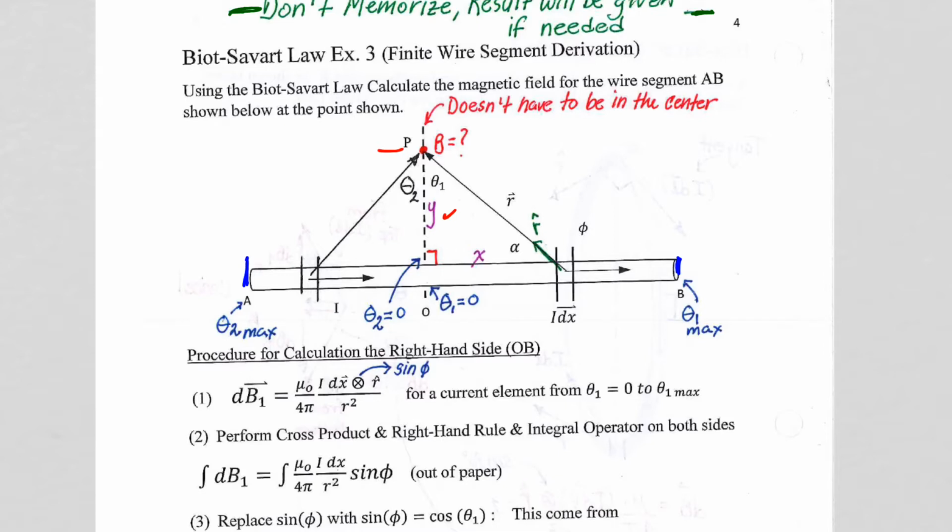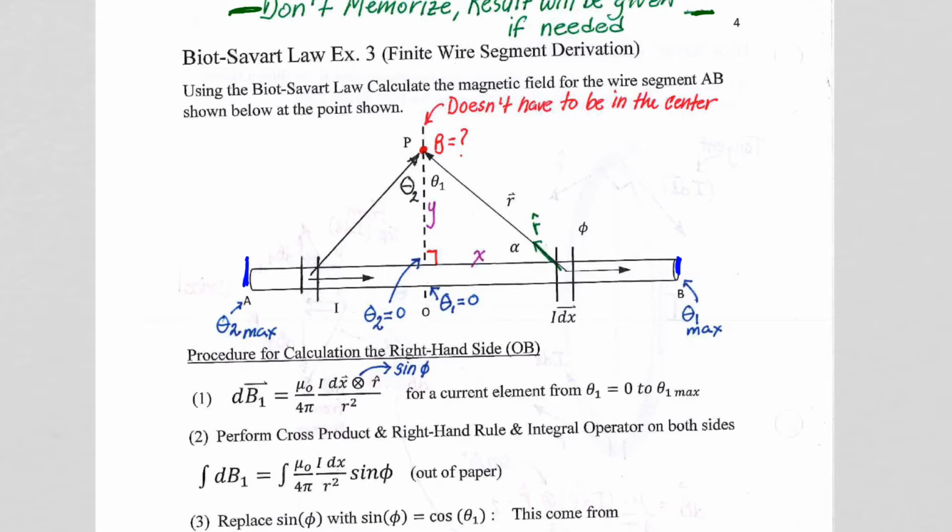It could be offset. I could move the point over here, way over here if I wanted, right? And our result will certainly change the angles theta 1 and theta 2 that we have listed here. But the general result will apply anywhere as long as it's over top of the wire. So let me erase some of this. Okay. And what we are looking at doing is, again, using the Biot-Savart law.